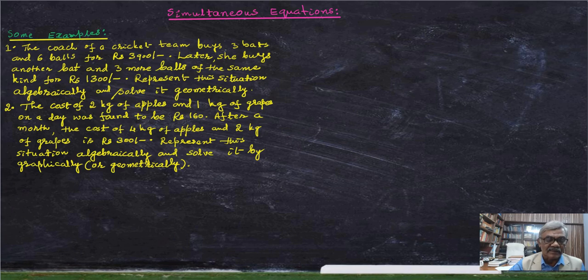I mean graphically. The second example: the cost of 2 kg of apples and 1 kg of grapes on a particular day was found to be 160 rupees. After a month, the same apples and grapes, 4 kg and 2 kg respectively, cost 300 rupees. Represent this situation algebraically and solve it graphically or geometrically. Now I will consider the second example solution.